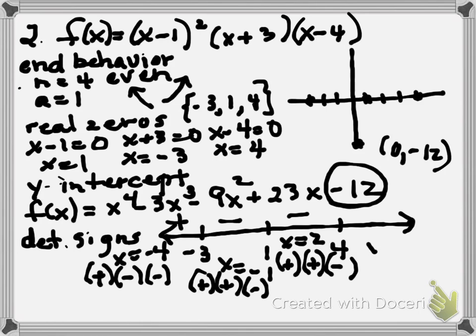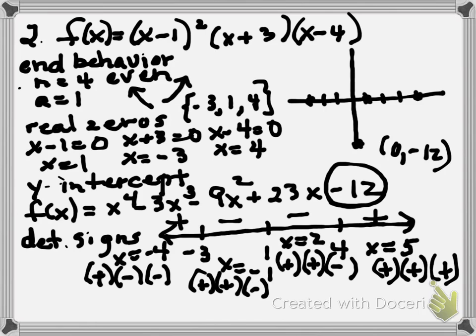And then let's say in the last region I pick 5, for example. 5 minus 1 is 4. 4 squared is positive. 5 plus 3 is 8, which is positive. And 5 minus 4 is 1, which is positive. And positive times positive times positive is positive for this region.